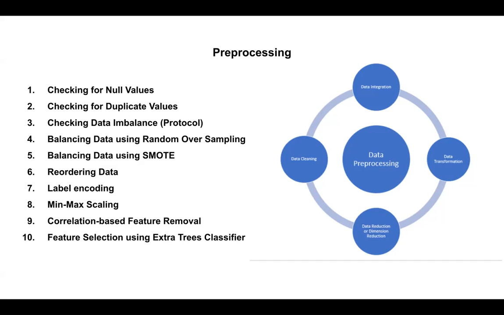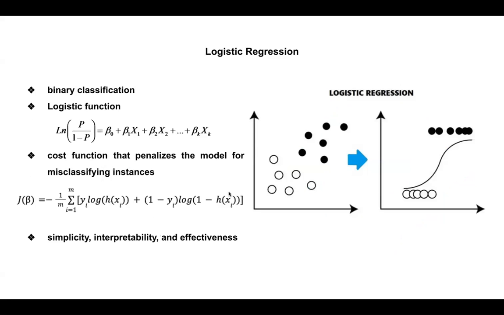Scale the data using min-max scaler, then remove the correlated features, and then use extra tree classifier to find the most important features that we can use in detecting the DDoS attack.